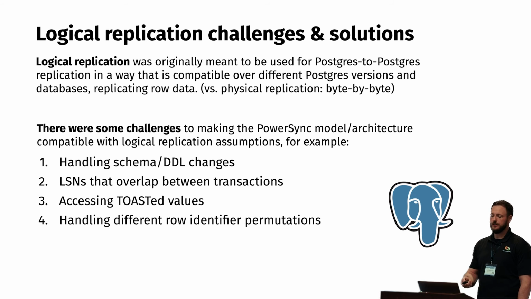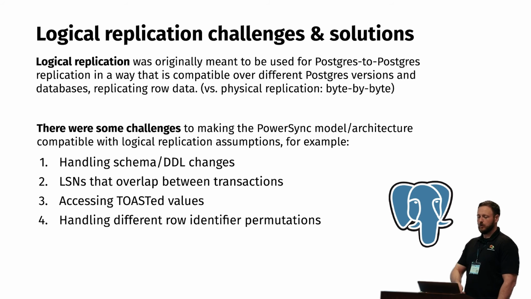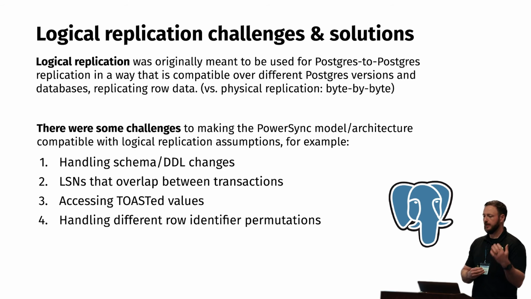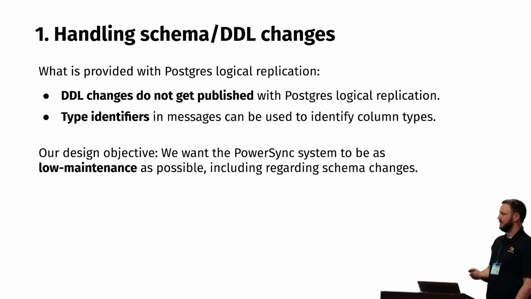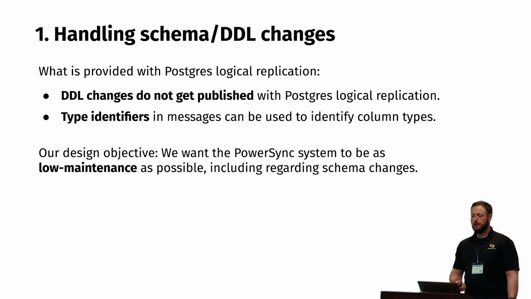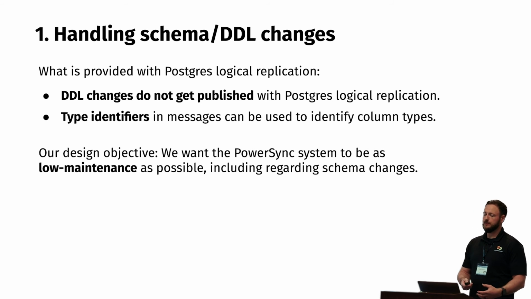We did run into some challenges with it. So there were some challenges where we just had to make some tweaks as far as adapting it to the parsing model or architecture. And those are these four that I'll just walk through. So one of them is handling schema or DDL changes. As of the current version of Postgres, DDL changes do not get published to the logical replication stream. This may change in one of the future versions of Postgres. There is some type identifier information that is published where you can identify the column types and names.